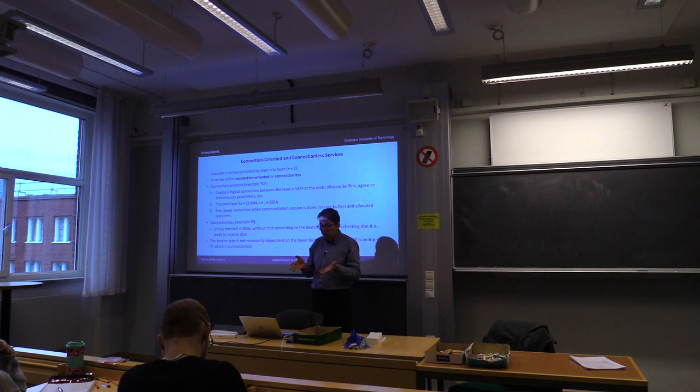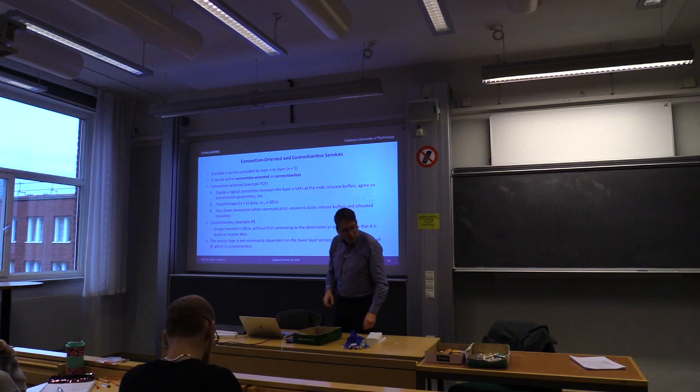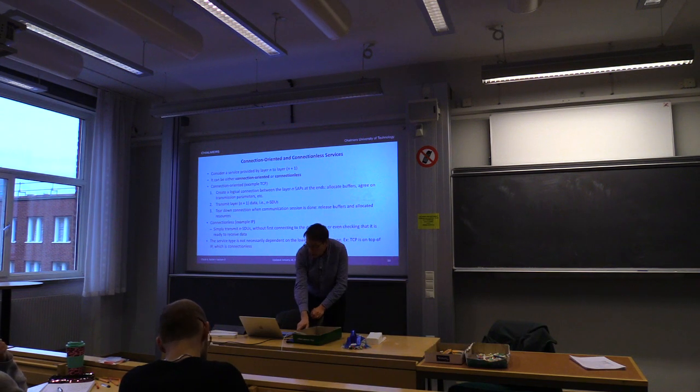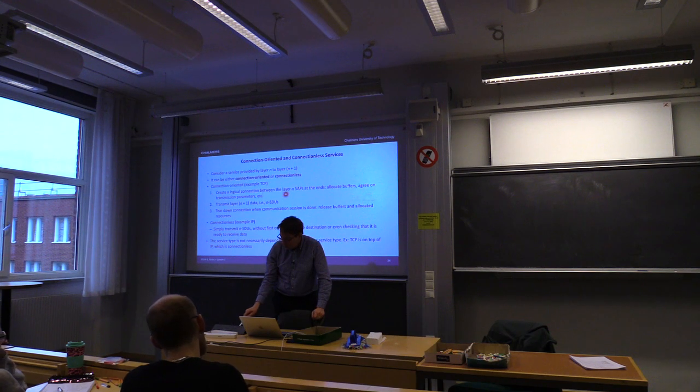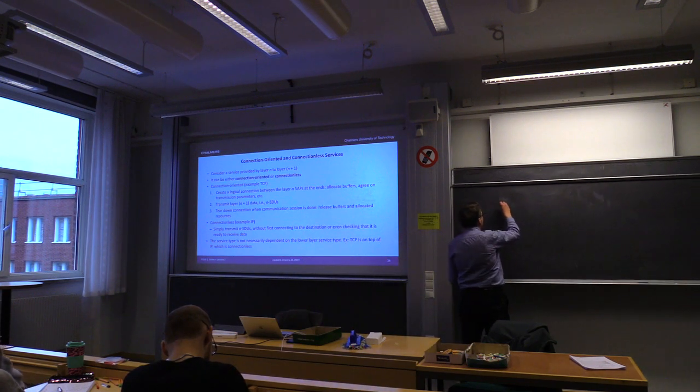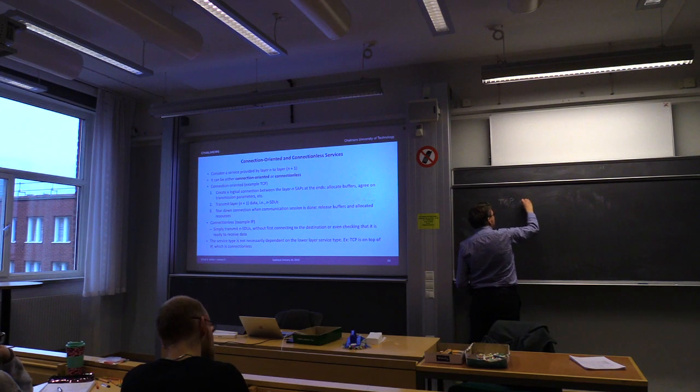TCP creates a connection between the two communicating entities before actually transmitting data. So we create a logical connection between the layer service access points at both ends. We allocate buffers, agree on transmission parameters, and so forth. And then data is actually transmitted. And once we are done, we tear down the connection when the communication session is done, release buffers and resources again. So if you remember what we did earlier, we did a TCP connection request.